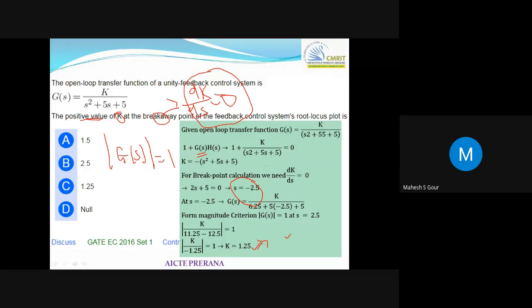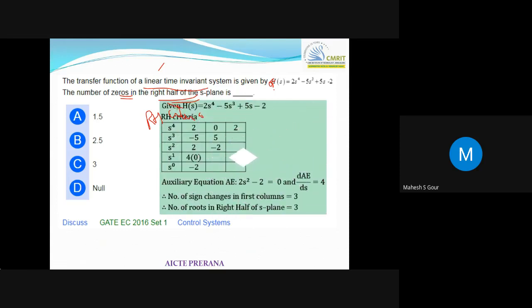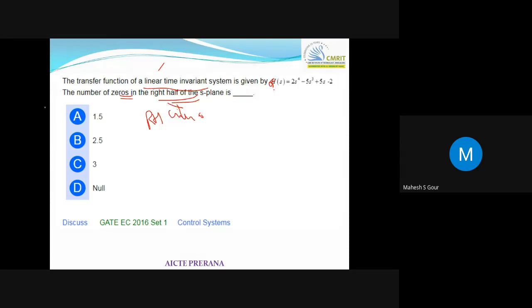Okay, see, the next question is this one: the transfer function of an LTI system. This should be g of s. Find the number of zeros in the right hand side of the S plane. So this is your RH criteria problem. Can you tell me how many zeros are there in the right hand side of your S plane? Okay, it should be poles, not zeros. This is not from a GATE paper, I took it from some website which is putting up GATE questions. Okay, it should be zeros.